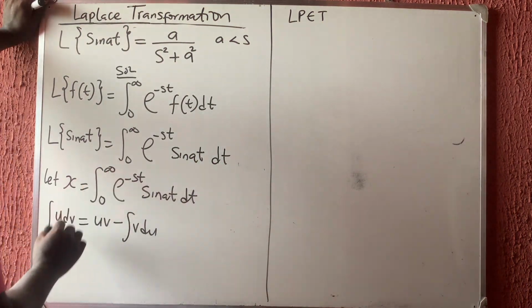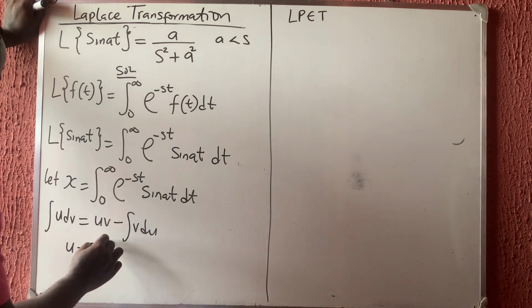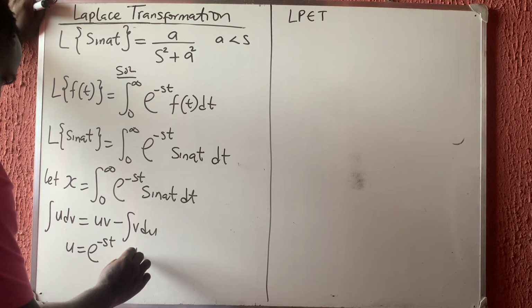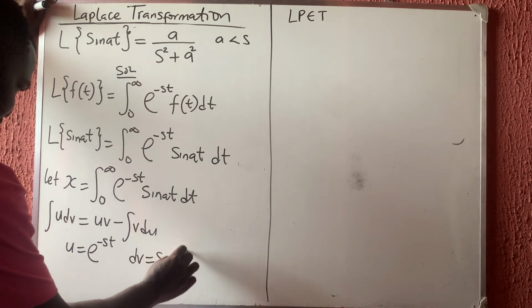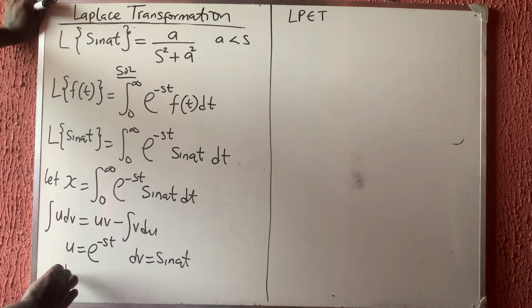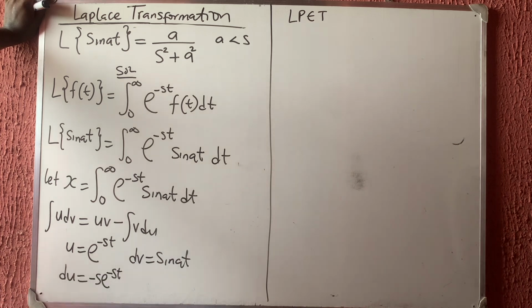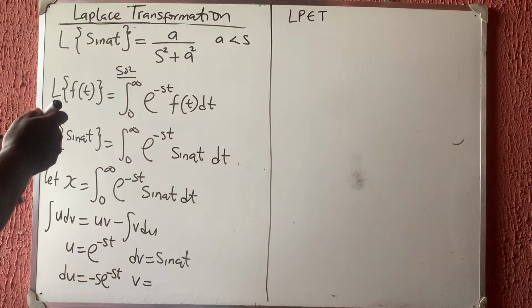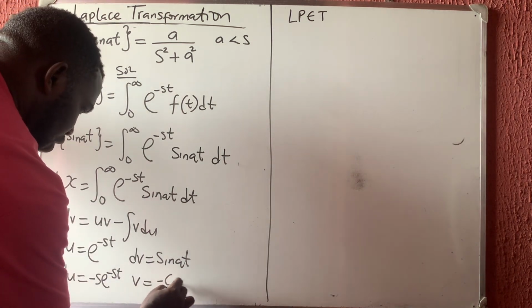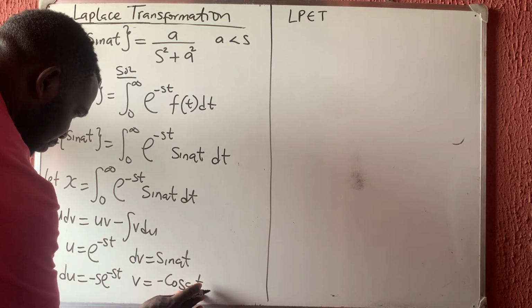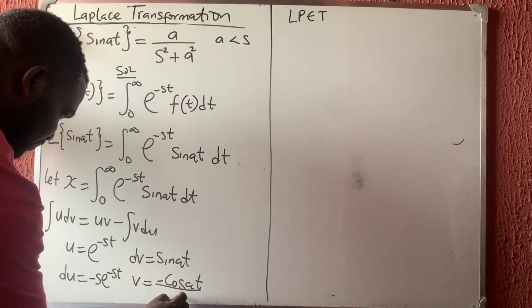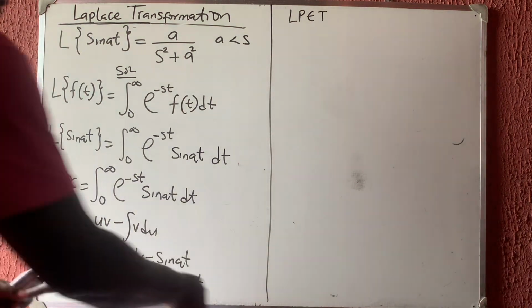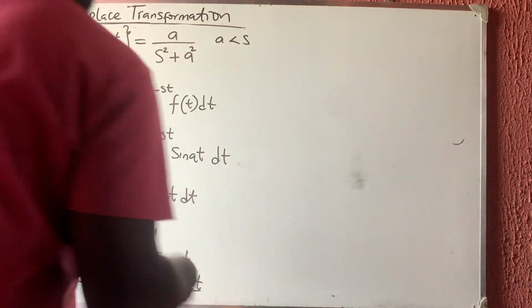So this implies that my u is equal to e raised to power minus st, while my dv is equal to sine at. To get your du, just differentiate. Differentiation of this is minus s e raised to power minus st. Now, to get my v is to integrate this, and the integration of sine is minus cos, so minus cos at all over a.